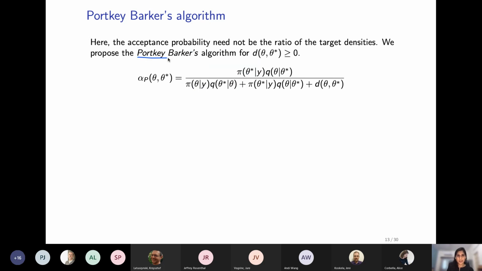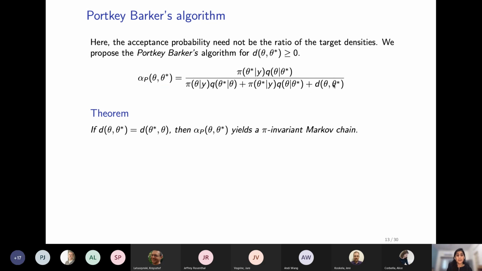We propose the Portkey-Barker's algorithm, which looks very similar to the regular Barker's algorithm, except there is this little bit, d theta comma theta star, added to the denominator. This d theta theta star is some function of theta and theta star. What we need for this alpha p, first, is to yield pi invariance, so that we are still targeting the right density. If d theta theta star is symmetric, this is in fact a necessary and sufficient condition for alpha p to yield a pi invariant Markov chain. So if I choose this function d to be symmetric, then I can still run a pi invariant algorithm using my accept-reject based MCMC.